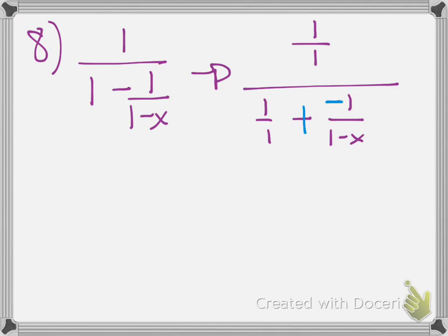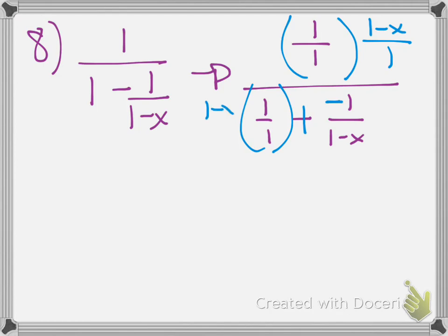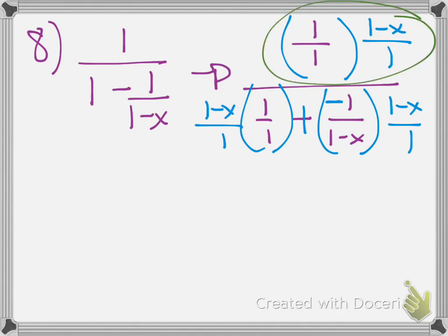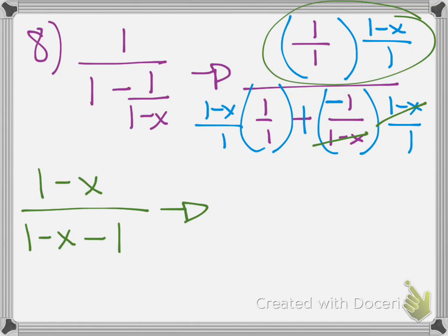Looking at my denominators, my LCM is going to be 1 minus x. So I'm going to multiply this by 1 minus x over 1, and this by 1 minus x over 1. Now I need to diagonally reduce. There's nothing in the numerator to diagonally reduce, so I get 1 minus x. In my denominator, nothing to diagonally reduce, so I get 1 minus x. However, in my other fraction, the 1 minus x's do reduce, so I'm just left with a negative 1. Now I want to combine like terms.